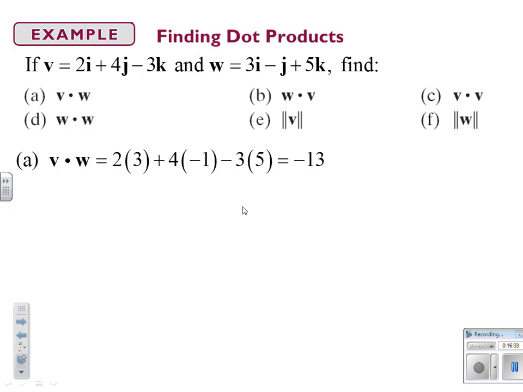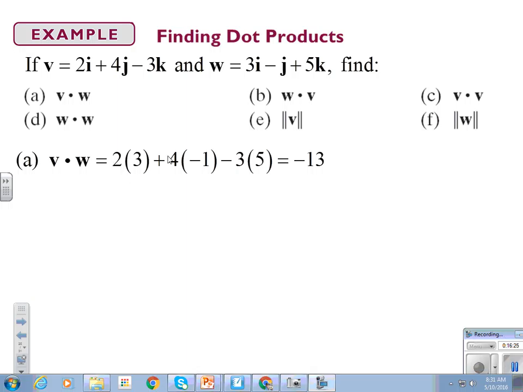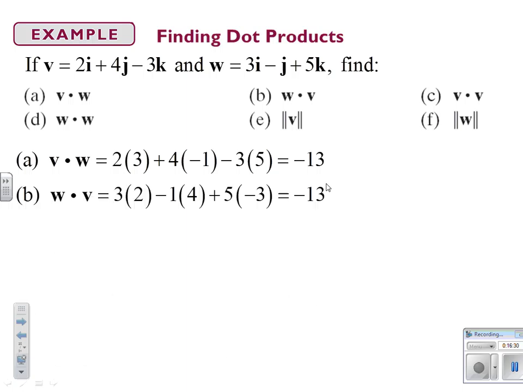So the dot product between v and w, we get 2 times 3 plus 4 times negative 1 minus 3 times 5, which is 6 minus 4 minus 15. Sorry, 6 minus 4 minus 15 is negative 13. We switch those around, so each of these items switches. We still get 6 minus 4 minus 15. So the order doesn't matter for dot product.